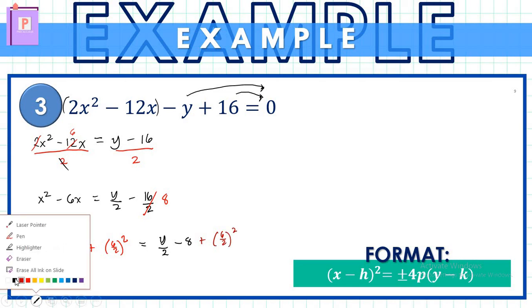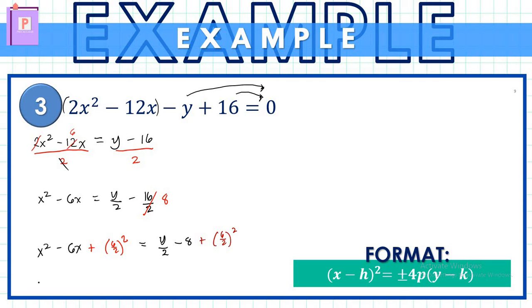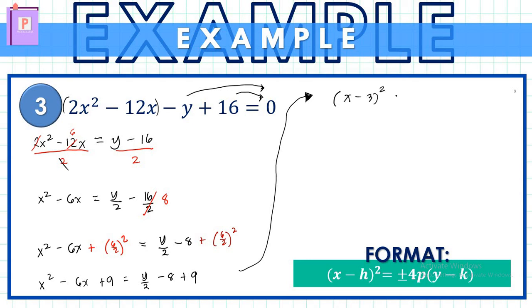So after completing the square, our goal is to simplify. So we have x squared minus 6x. 6 divided by 2 is 3 squared, that is 9, equals y over 2 minus 8 plus 9. After that, we do factoring. So let's factor out x squared minus 6x plus 9. The factors will be x minus 3 squared equals, we have y over 2. Then negative 8 plus 9 is equal to positive 1.